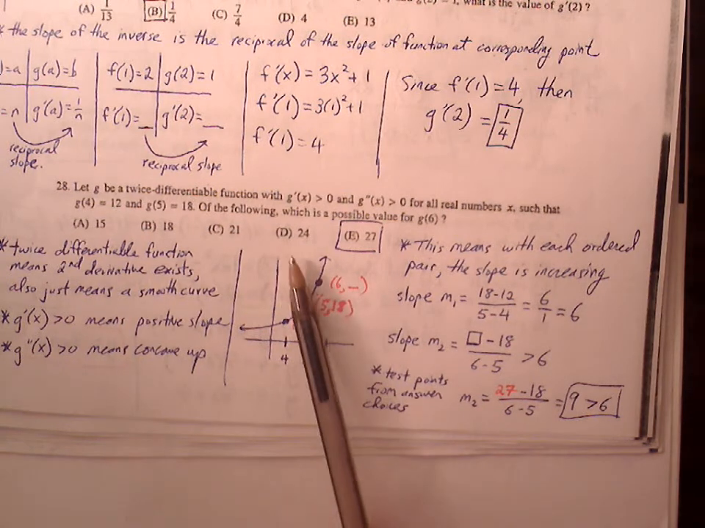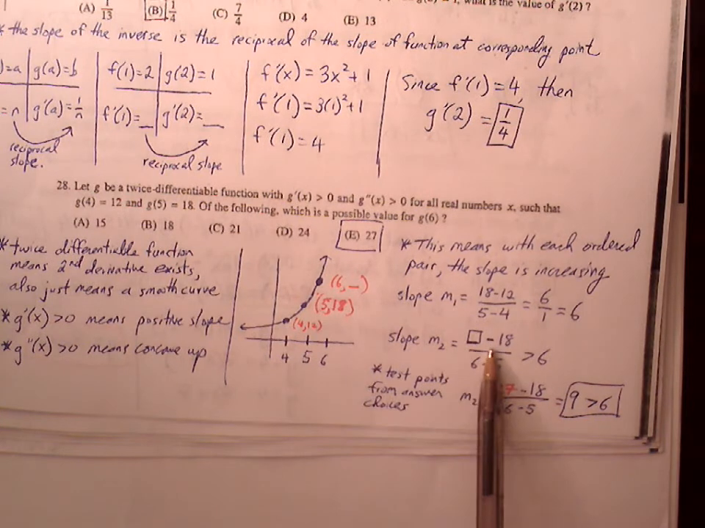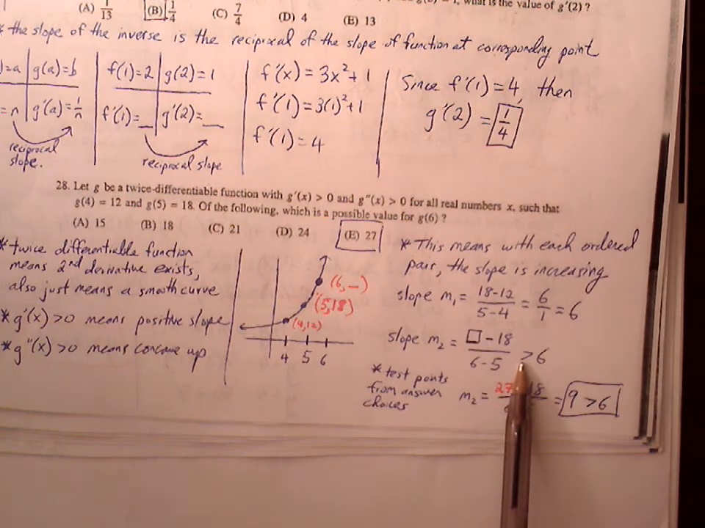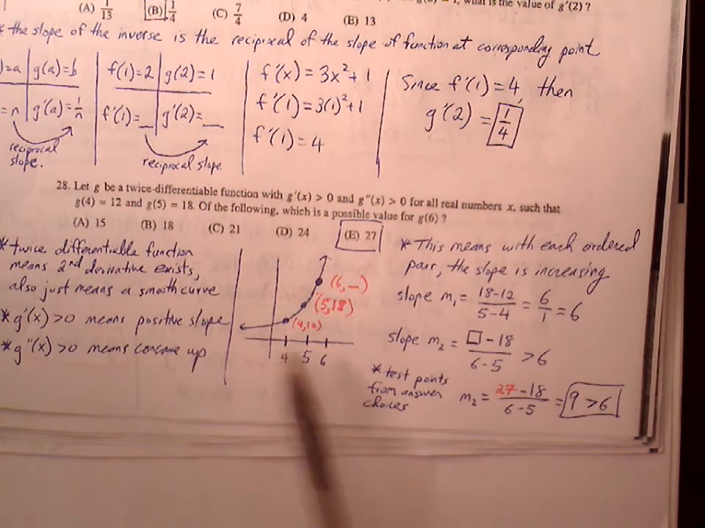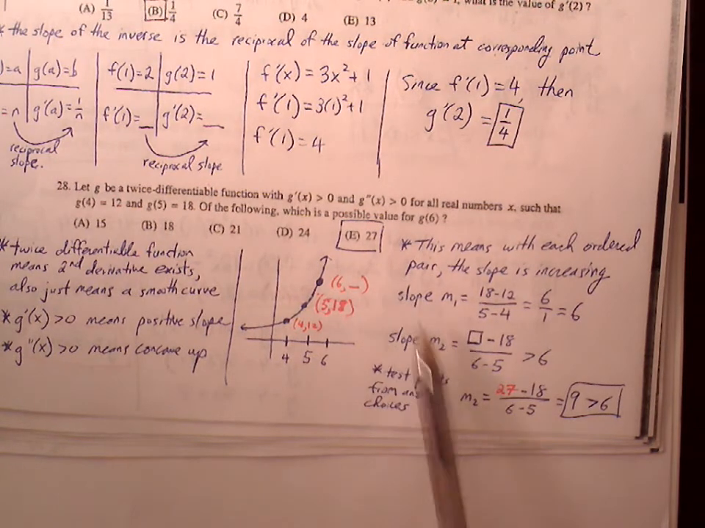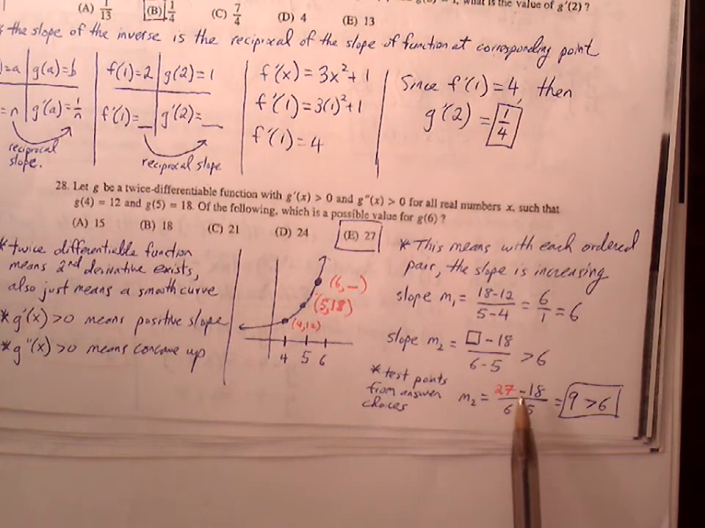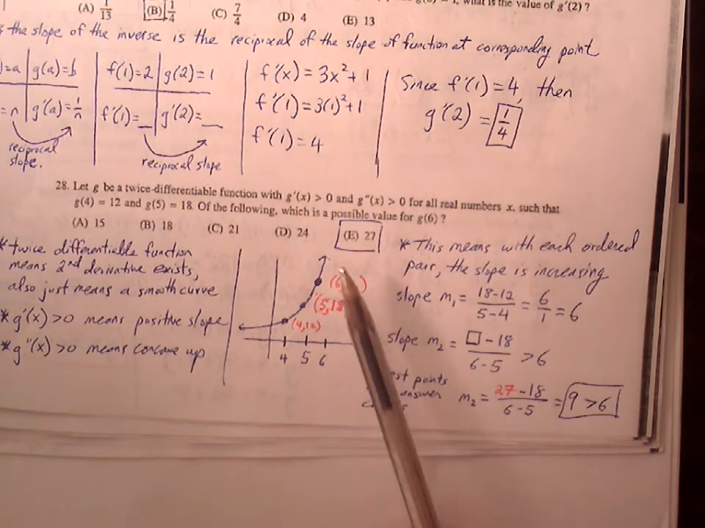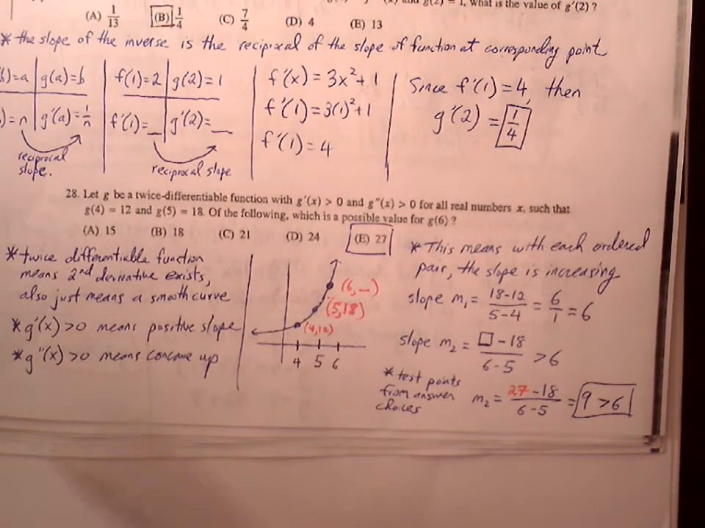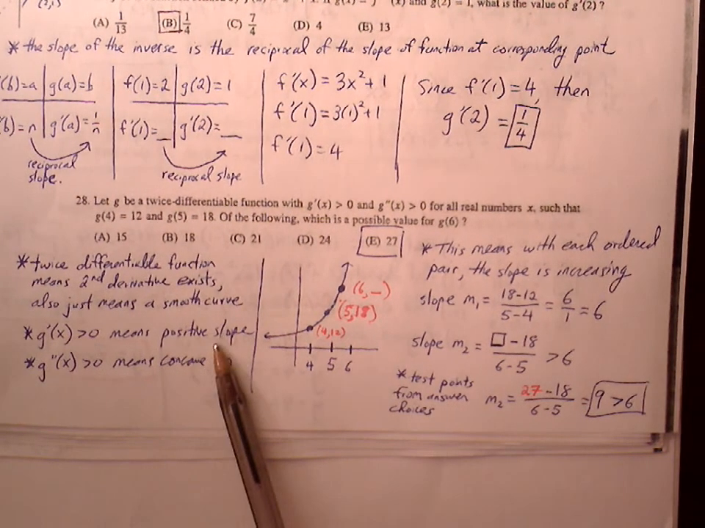So we can just go ahead and test out these values here. It just so happens that all these values, 15, 18, 21, and 24, if we plug them into the space here, none of these will produce a slope that's greater than 6. And if it is truly concave up with positive slope, then it has to fulfill this pattern. So if I plug in 27 for this y value, 27 minus 18 over 6 minus 5, change in y over change in x, I get a slope of 9, and a slope of 9 is greater than 6. So this is the only y value that fits the pattern that will allow these 3 points to be true and allow for these properties to exist: positive slope and concave up.